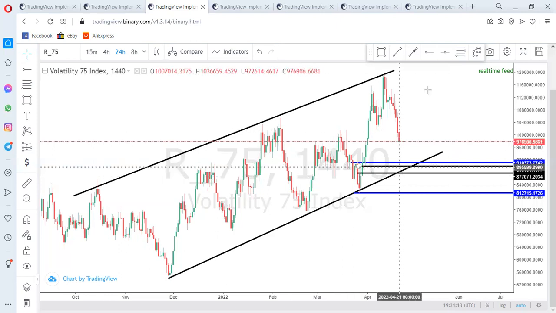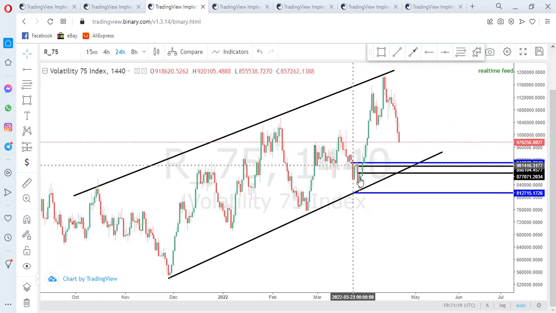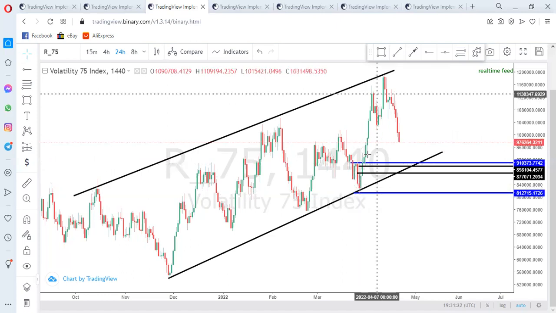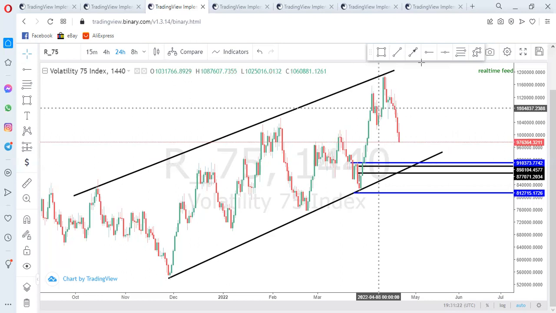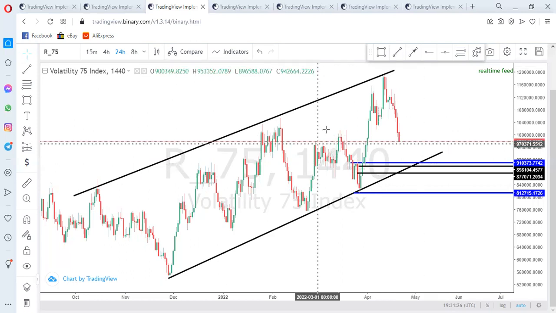Then it's going to shoot up. I'm expecting it to shoot up. And if you look at it, this is the last down candle before the move to the upside that broke structure.